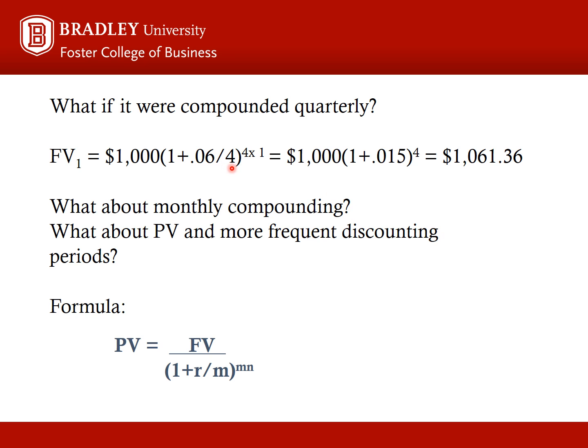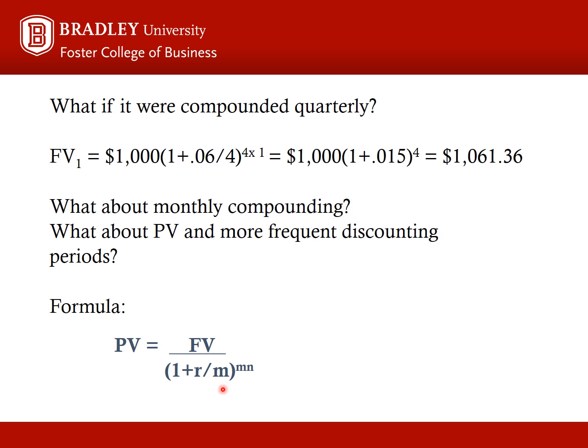What about monthly compounding? Okay, well, this would be 12, right? So you divide by 12. So pretty simple adjustment to allow for that more frequent compounding. Same type of adjustments required for more frequent discounting.